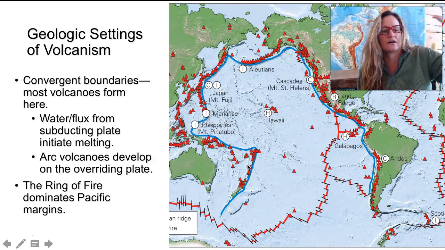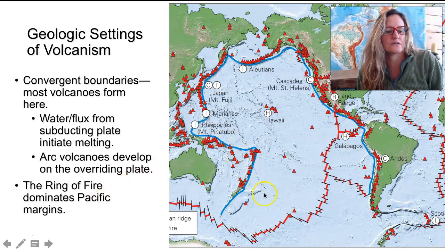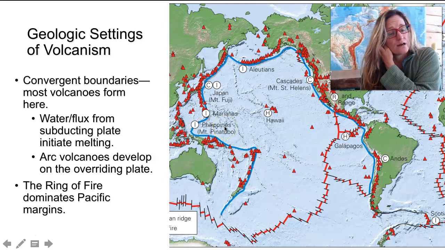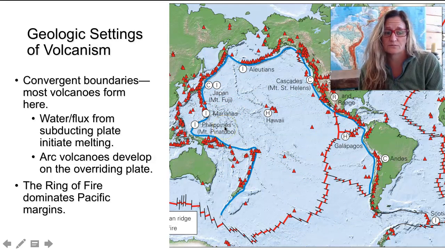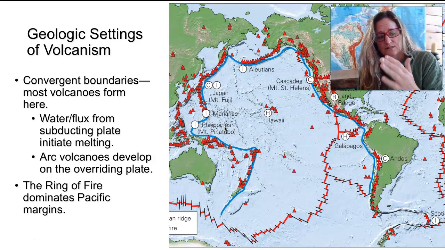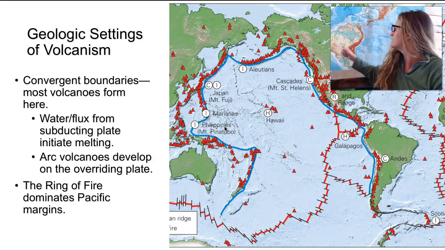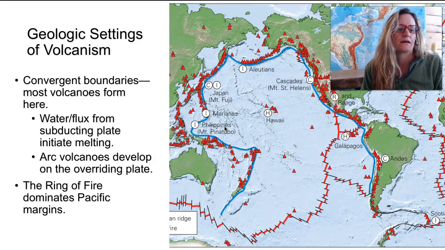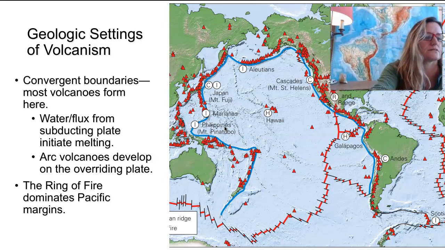Here's the Ring of Fire. So the Ring of Fire is the area around the Pacific Ocean where we have subduction zones around the perimeter of the Pacific Ocean. And those are all convergent plate boundaries, mostly between continental and oceanic crusts, as in South America and North America. North America is up there.